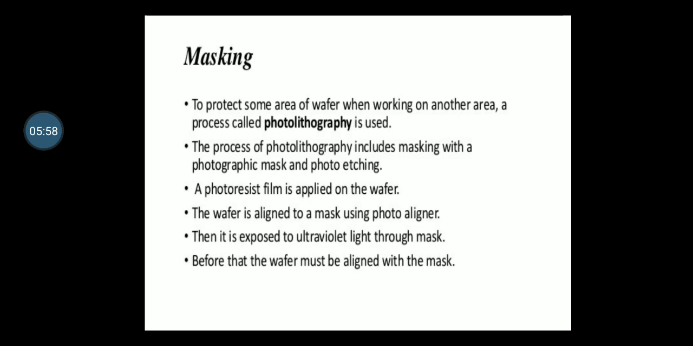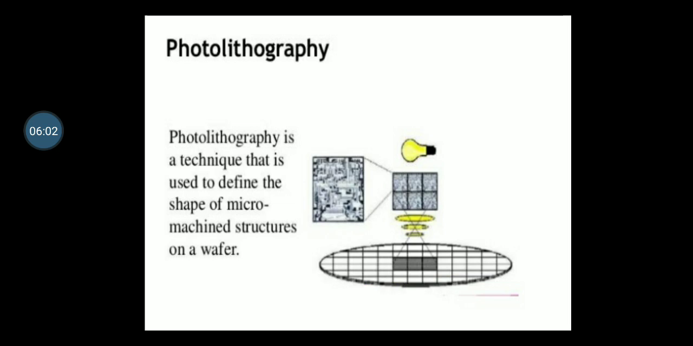One is the preparation of initial artwork, and the other one is the production. So photolithography, as we keep on saying the term photolithography, is a technique that is used to define the shape of micro structures on a wafer.